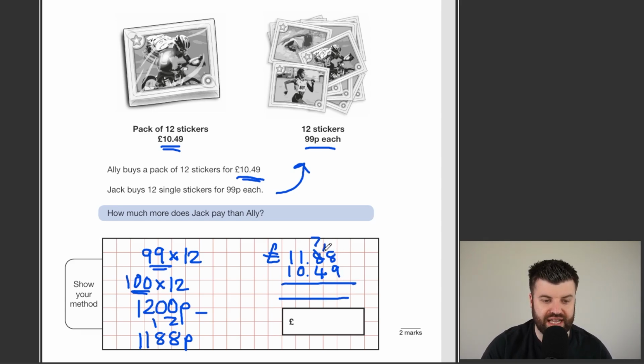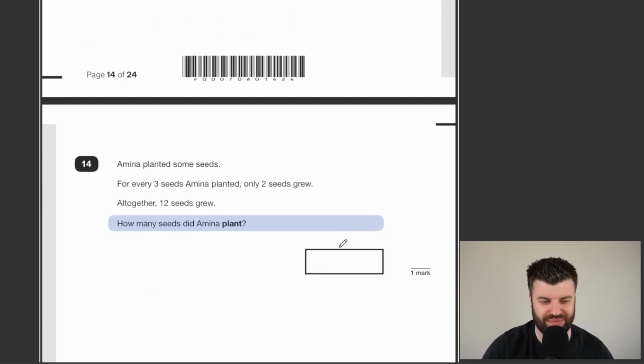Let's do some exchanging here. 18 take away 9 is 9. 7 take away 4 is 3. Put a decimal place. 1 take away 0 is 1. And then we have nothing there. So the answer is £1.39. Always better to check the deals to see if you're going to be able to save some money. That's what this question proves to us.